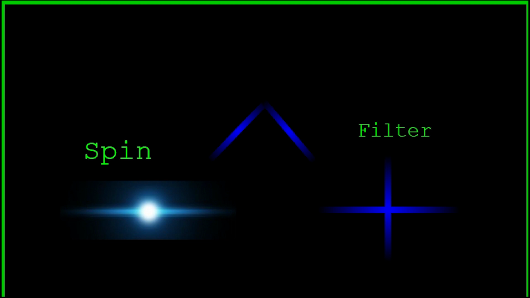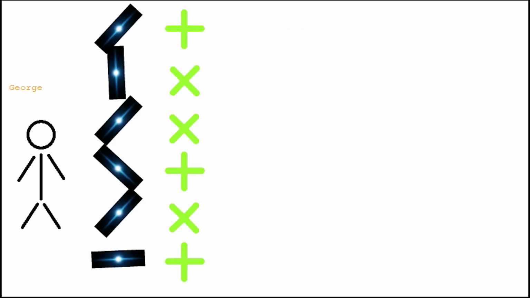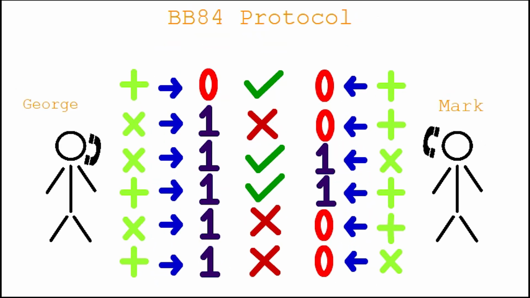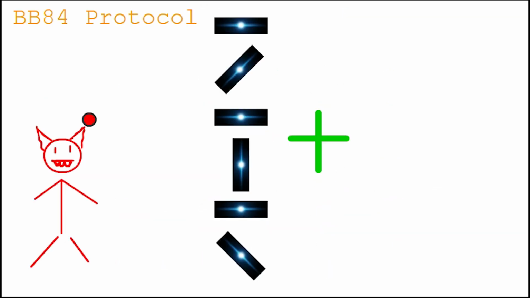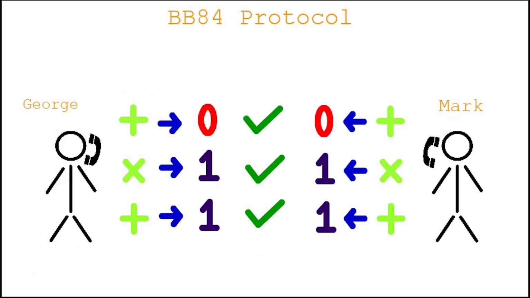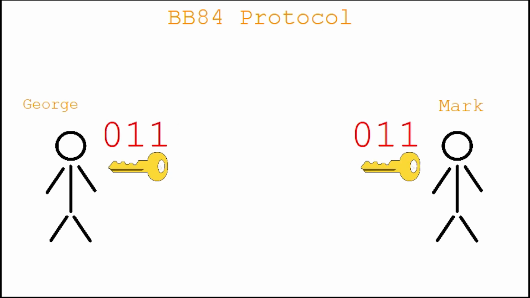How do you make it without knowing the spin and filter? Let's go back to George and Mark using the BB84 protocol. George randomly selects filters to use and sends Mark the qubits to guess the filters. George only asks Mark the filters he used for each photon. They note the photons that use the same filter, discarding all others. Any eavesdropper will be puzzled as they have no idea which filter to use. Using the zeros and ones generated from the correct filters, George and Mark make a private key which is unbreakable.